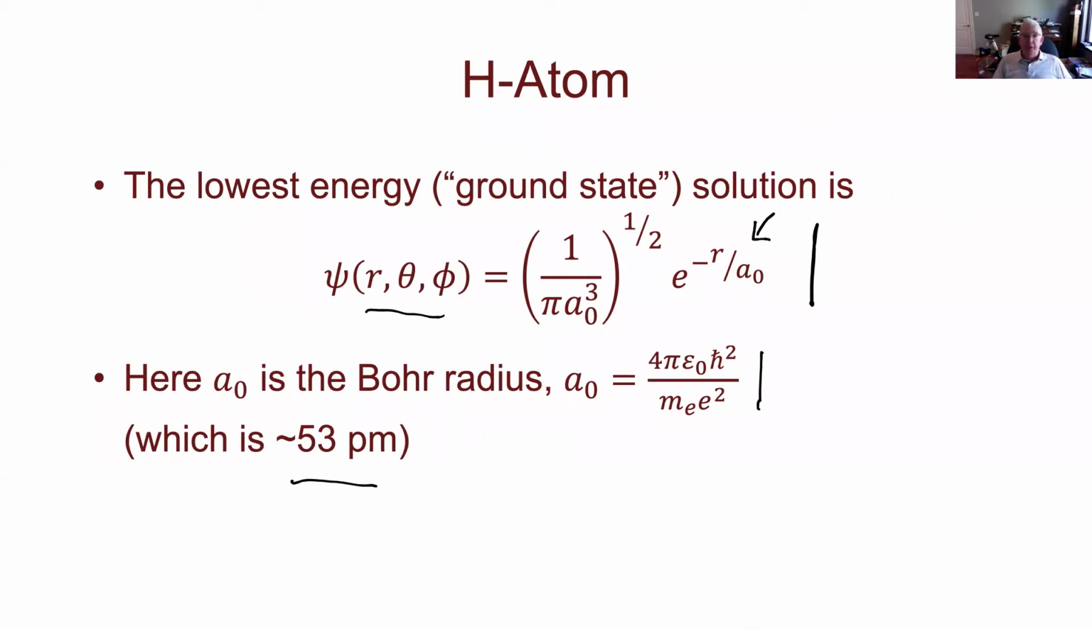So that gives us an equation for the wave function. It's just an exponential decay, right? If we look at it, the piece out in front, that square root of 1 over pi a0 cubed, is the normalization constant that makes sure my wave function would integrate to 1 if I integrate it over the entire coordinate space.